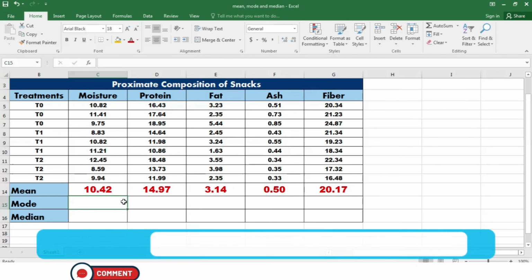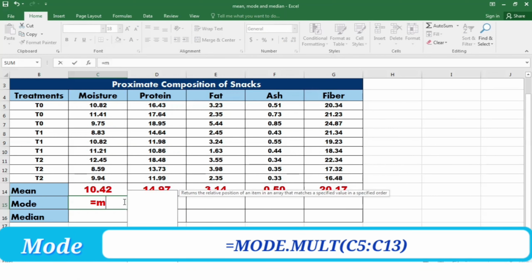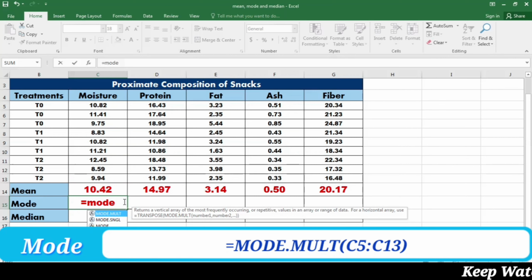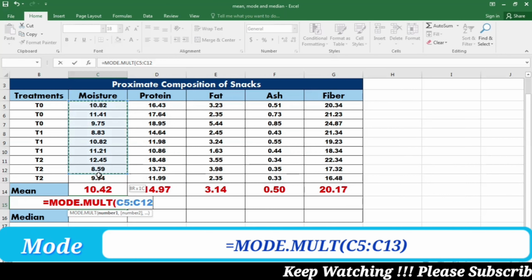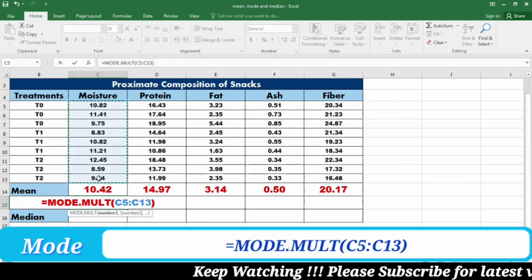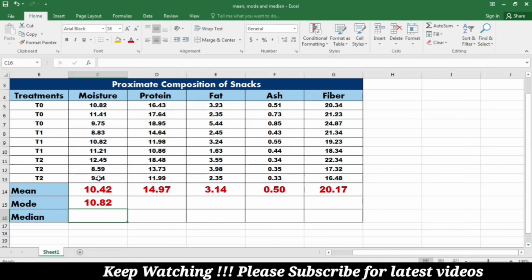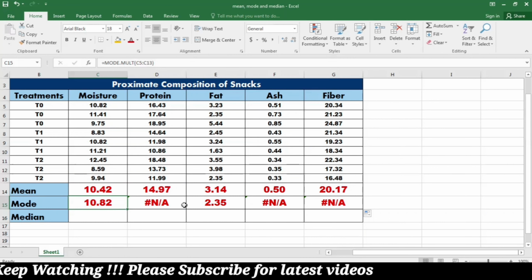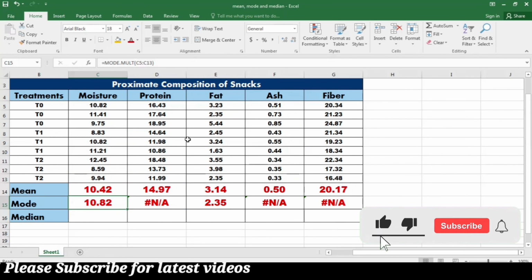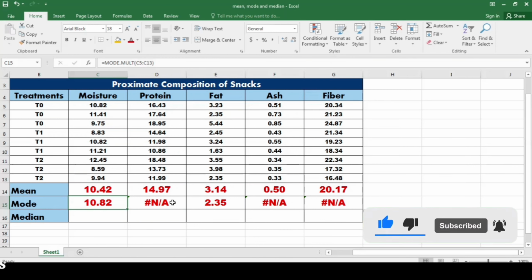To calculate the mode, I will write equal and then MODE.MULT function and then select this dataset, close this bracket and press enter. To calculate the mode for the other parameters, I will drag this to the right. Now you can see that there are some parameters which are showing not applicable. This is because these parameters do not have any repeating numbers in the dataset.